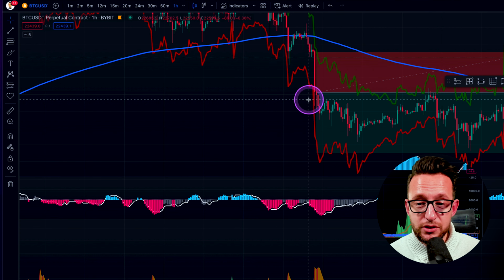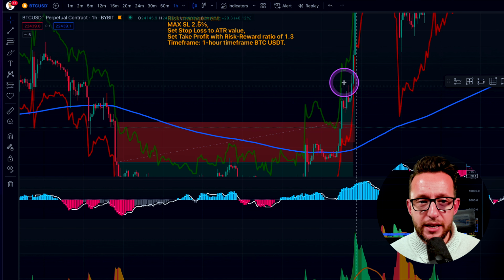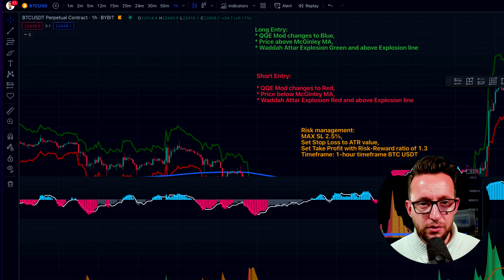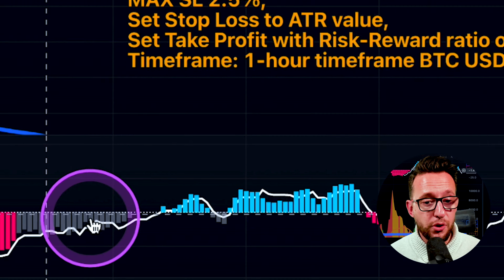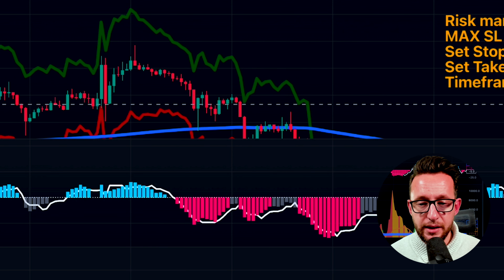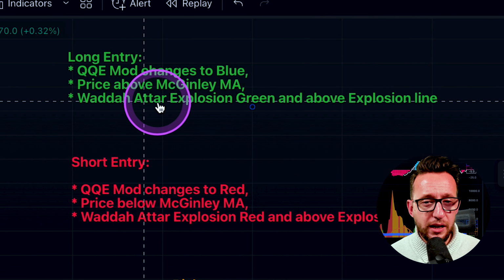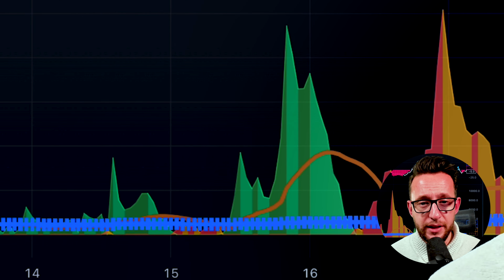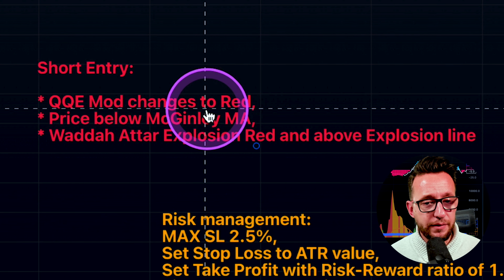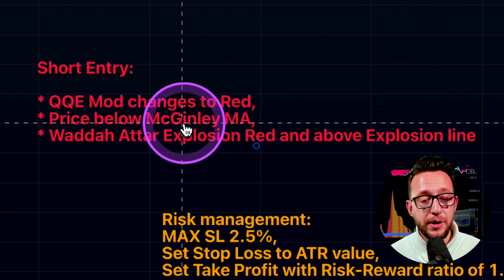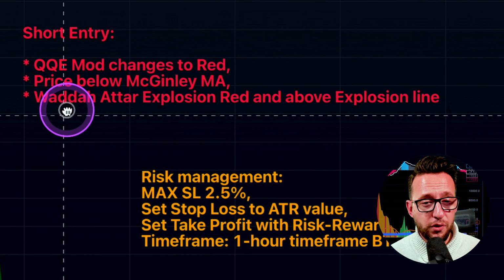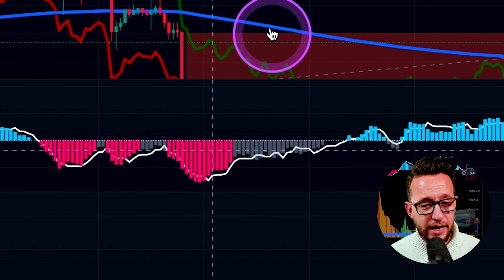Anyway, right, that's how the trading strategy is. Let me go through very quickly the rules again. They're all written here. Makes things a little bit easier as they're all written. QQE mod has to be to blue and above that white line. We're looking for the McGinley price to be above the McGinley blue line here. We're looking for Waddah Attar to be in the green and above the explosion line, which is the blue line just there. The QQE mod chain in red for a short. Price must be below the McGinley MA. We're looking for the Waddah Attar to be in the red as it is here, or in pink.